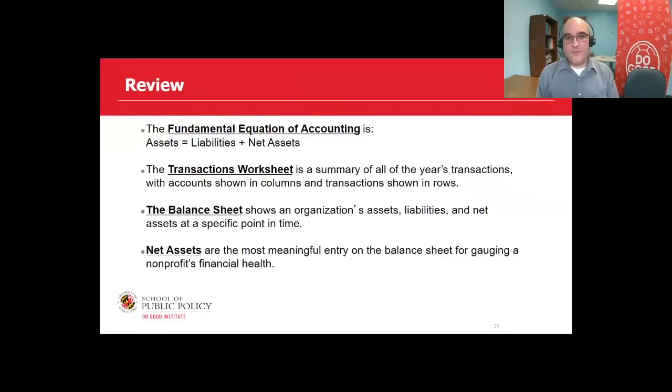We don't call them profit because that implies that the organization's owners can spend it on whatever it wants to. Nonprofits are constrained in how they can use their net assets. It's got to be for mission-related activities, but the balance sheet shows you what kind of shape the organization is in, and how able it is to do what it needs or wants to do based on the financial resources that it has.